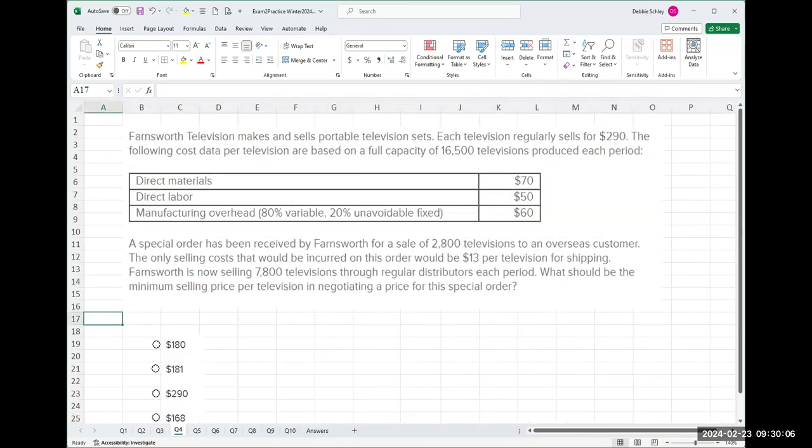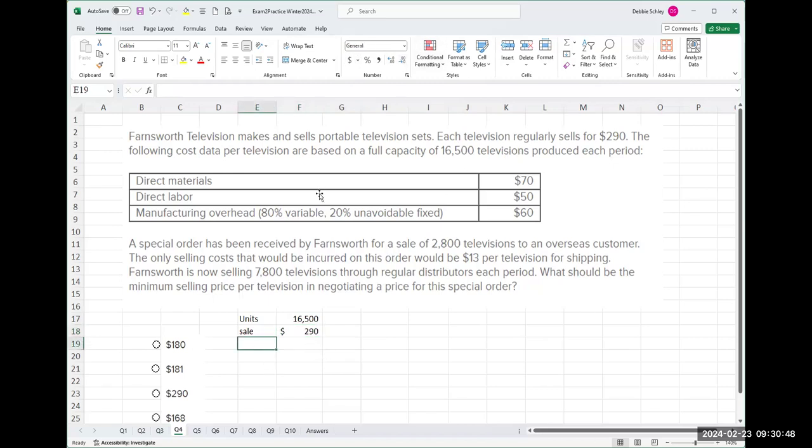Question 4. Okay. Farnsworth Television makes and sells portable television sets. Each television regularly sells for $290. The following cost data per television are based on a full capacity of 16,500 units. So this is a number, this is dollars.